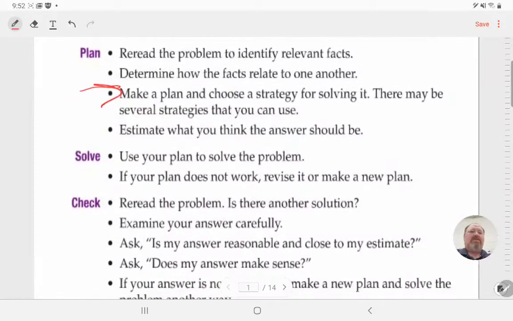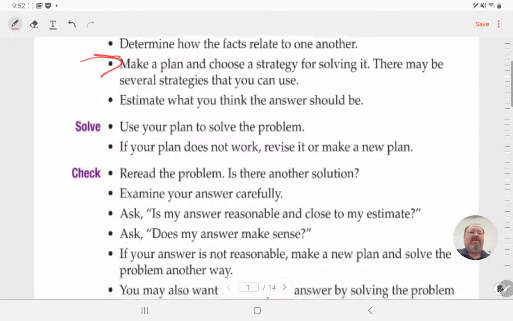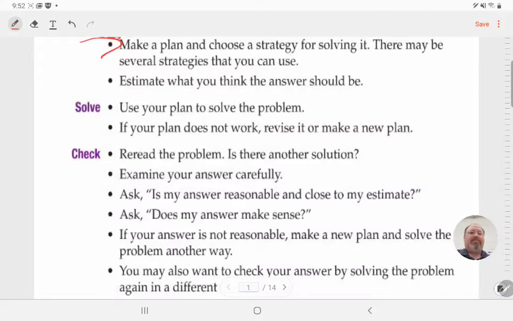So then you can solve. You use the plan to solve the problem. If the plan does not work, revise it and make a new plan, okay? And then lastly, you want to check. So you can take a look and ask questions like, is my answer reasonable and close to my estimate? Does my answer make sense?